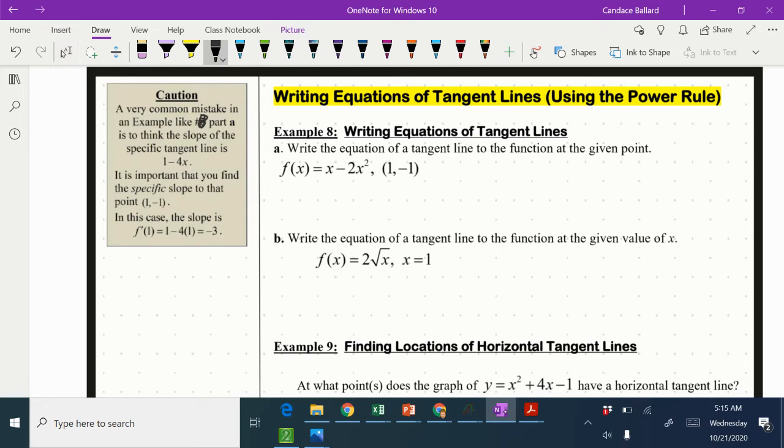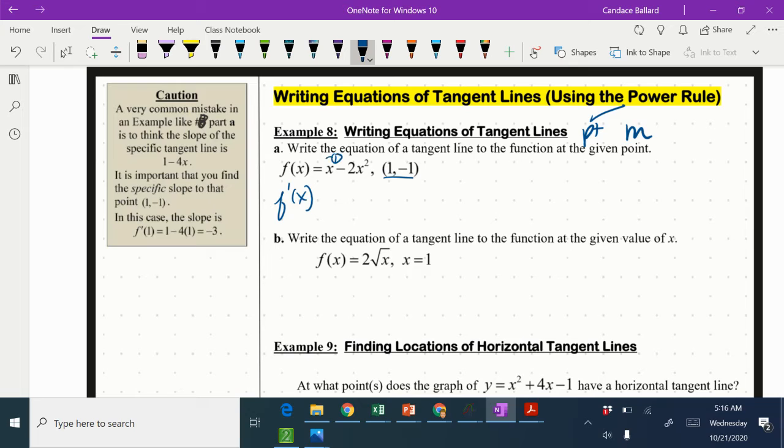So we're going to start by taking... we need two things to write an equation of a tangent line. Always, we need a point and a slope, okay? So it looks like right now we have a point, so we've got that. I need to find the slope. To find the slope, we take the derivative. So I'm going to take the derivative of what we've got.